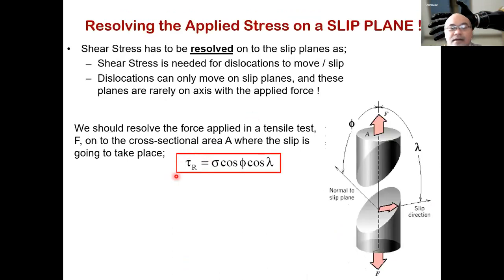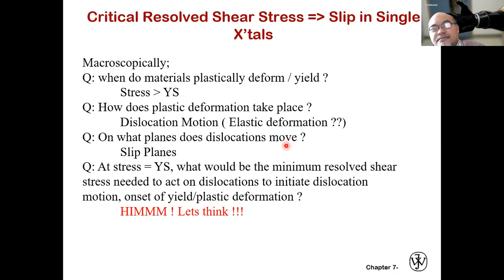Then tau r is equal to sigma times cosine phi times cosine lambda. And in order that slip can occur, dislocation motion has to occur. The condition for this is that this tau r should be larger than tau CRSS, the critical resolved shear stress. This is slip in single crystals.